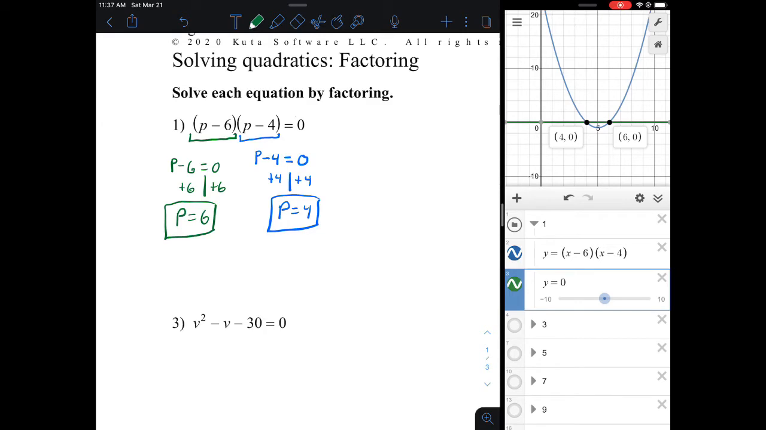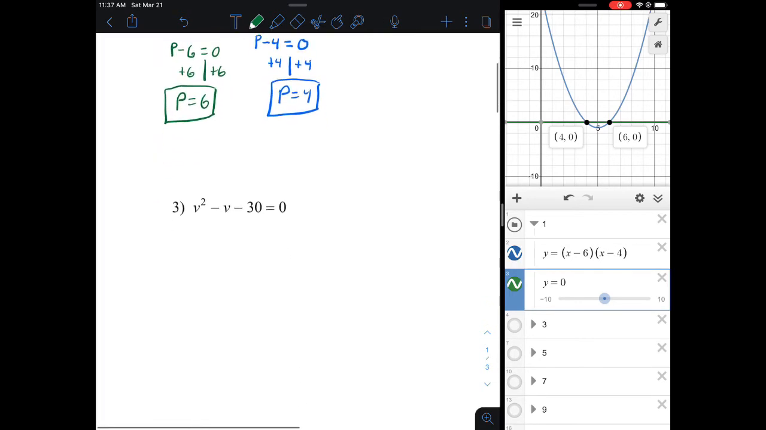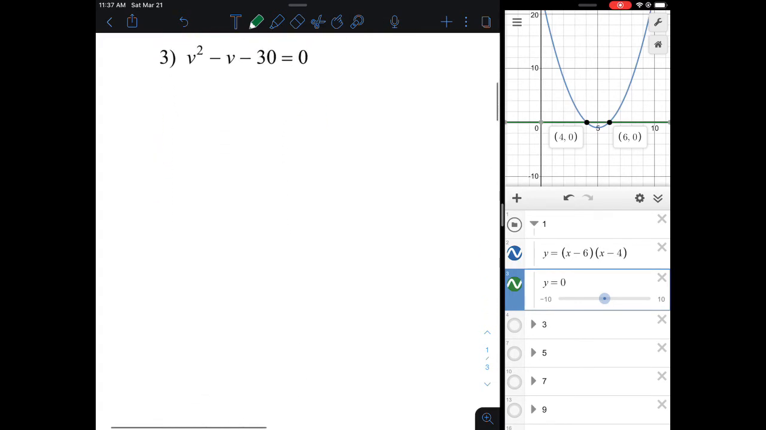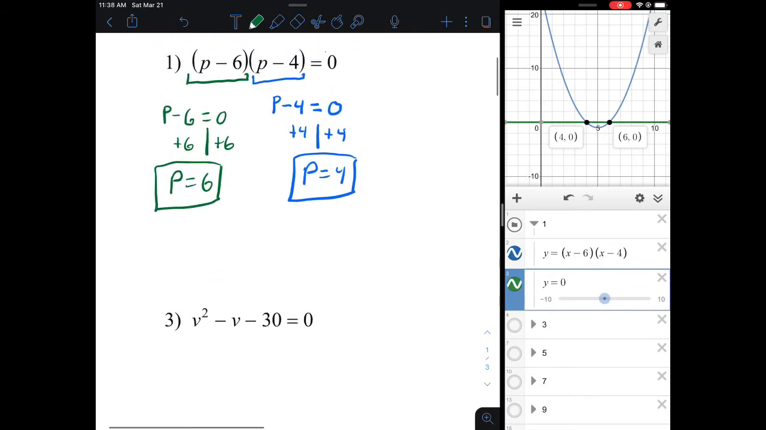All right, let's look at another problem here. Let's look at number 3. All right, so it looks a little different. I see v squared minus v minus 30 equals 0, and I need to solve that one. Well, number 1 was already in factored form for me to solve this. And so if I see problems similar to number 3, my goal is to try to get it in factored form so that way I can work to solve.